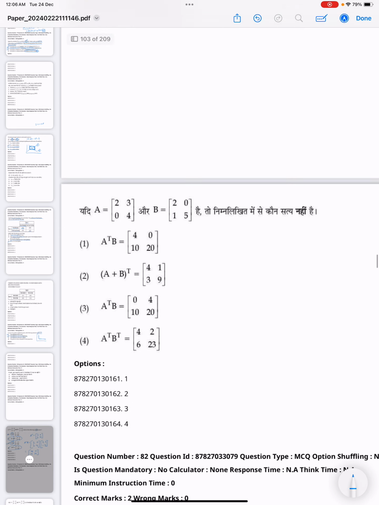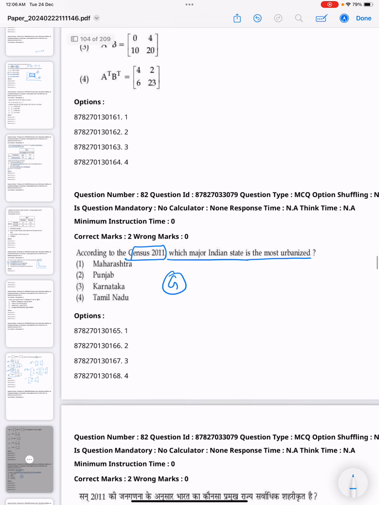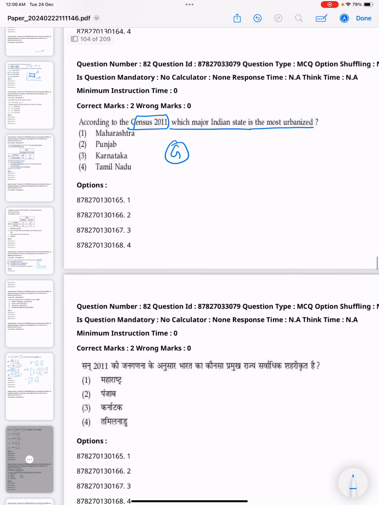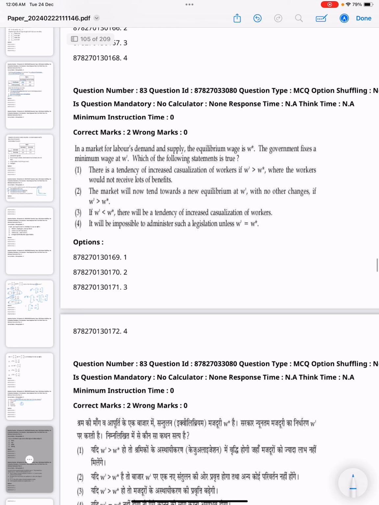Okay, now moving to the 82nd question. According to the census 2011, which major Indian state is the most urbanized? This would be a guess question only. Okay, now coming to the 83rd question.